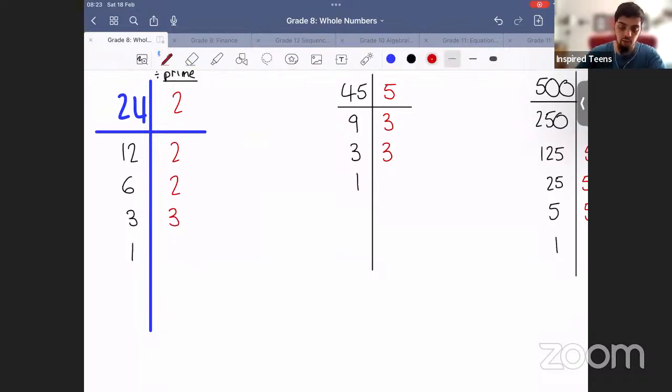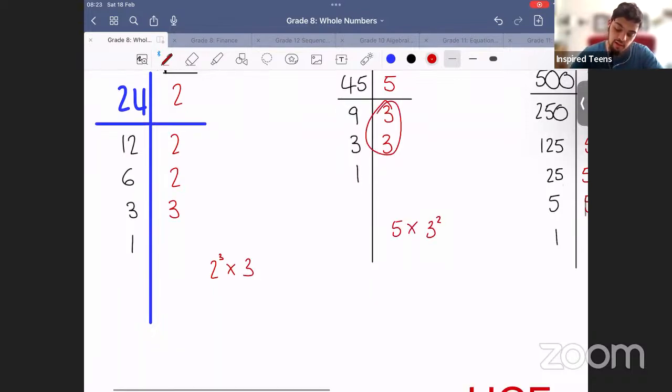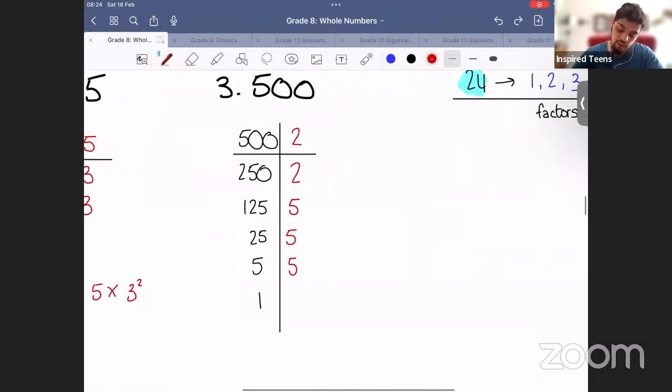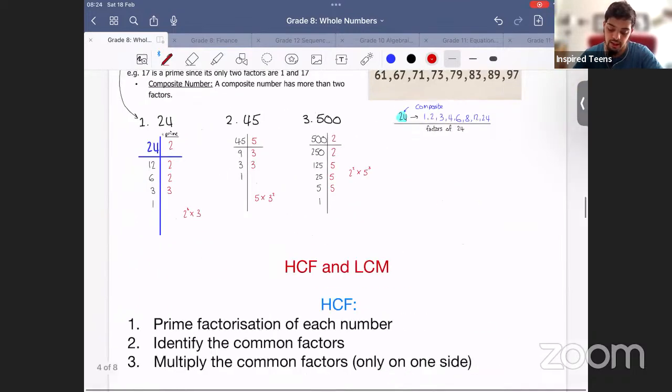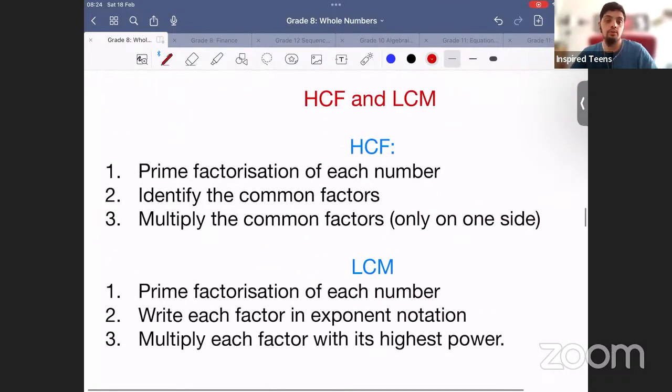Now, in this case, I can group the multiplications. In this case, I have 3 2s, so I can say 2 to the power of 3 times 3. In this case, I can say 5 times 3 to the power of 2, because I have 2 3s, and here I have 3 2s. In this case, I can say 2 to the power of 2 times 5 to the power of 3. Okay, so that's just exponential form. You'll see why it's important later. Actually, right now, when we do HCF and LCM.